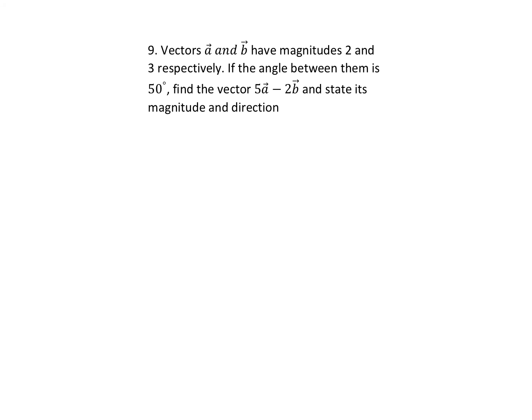Okay, in question 9, we have vectors A and B, with magnitudes of 2 and 3, respectively. So A is 2, B is 3, and the angle between them is 50. Find the vector 5a minus 2b.